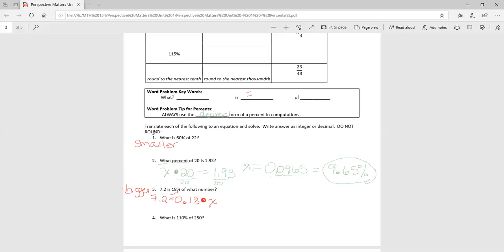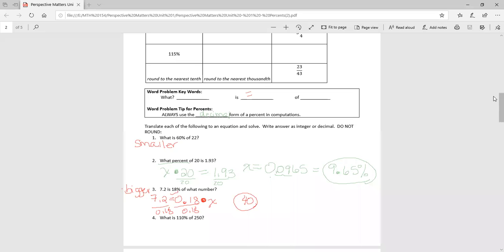So always kind of think of that number sense. What am I looking for as I'm solving problems? So down here, we're going to divide by our 0.18 on both sides. And we should be coming up with 40 as our answer. And again, grab that calculator out, do 7.2 divided by 0.18 to figure that out.